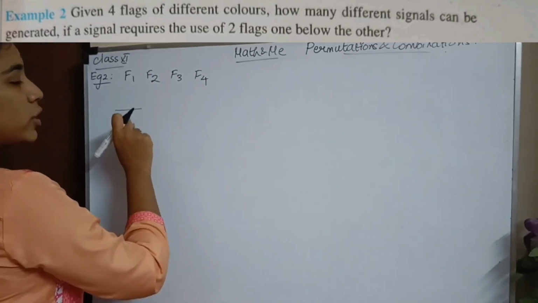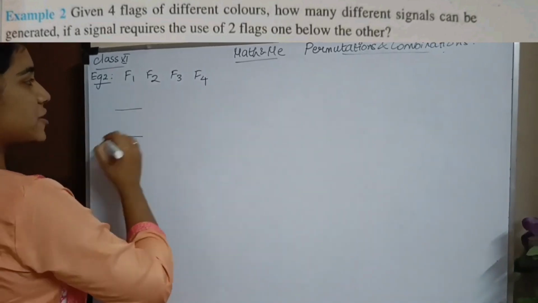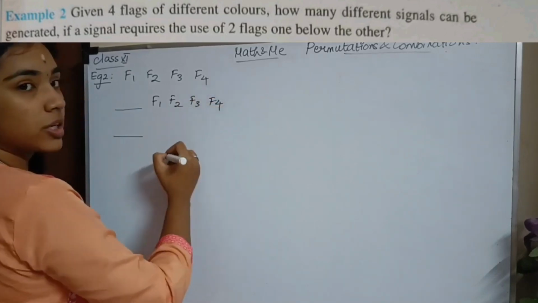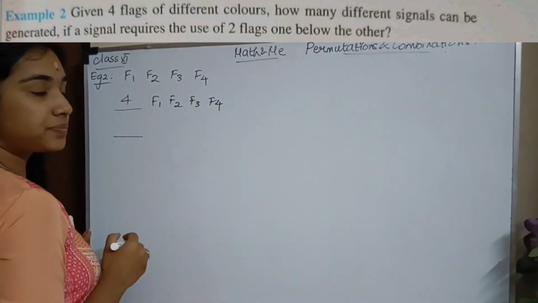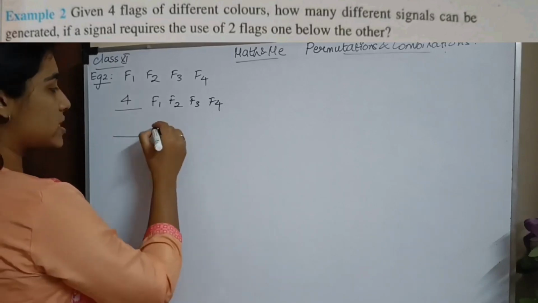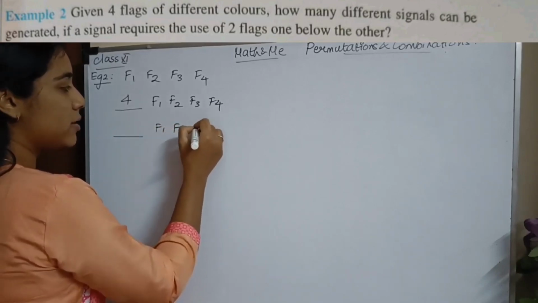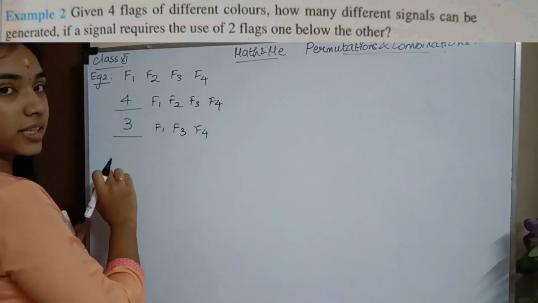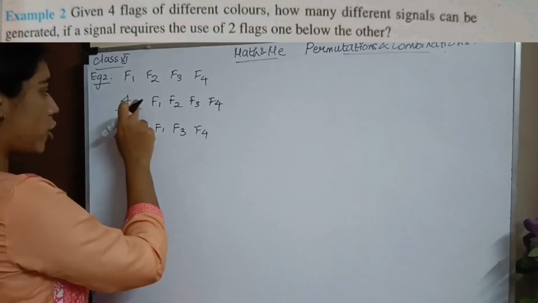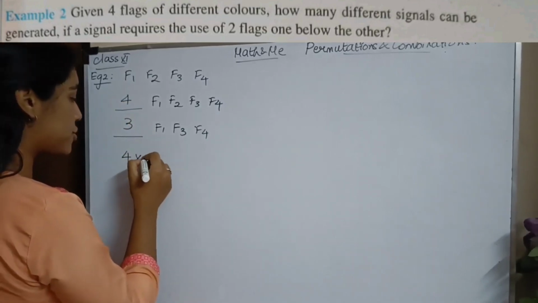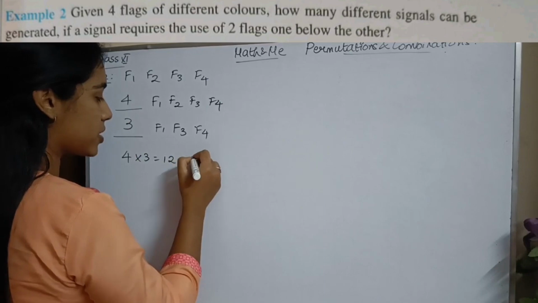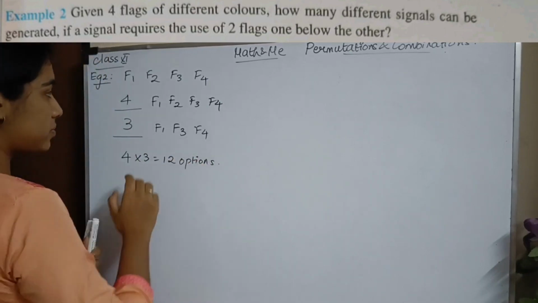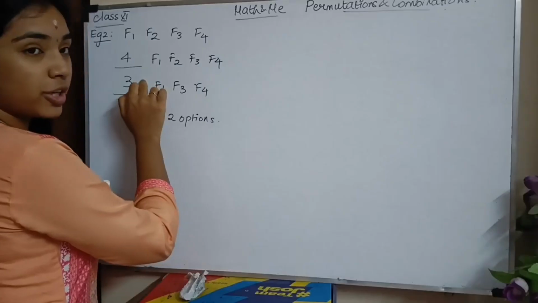So when I have 2 different places, how many options do I have? For the first place, I can use flag 1, flag 2, flag 3, flag 4, which means I'll have 4 options. For the second place, for example, if flag 2 is taken, I can have flag 1, flag 3 and flag 4. So I have 3 options. To build the signal, I need both the flags. 4 options times 3 options. So how many options do you have? 4 3s are 12 possible options. Okay, you understand? I need 2 flags, one below the other, to produce a signal.